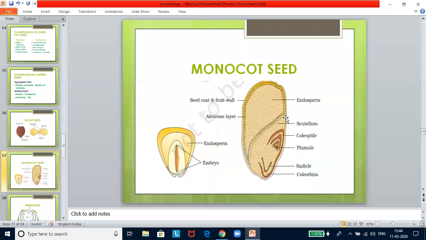It is covered by a sheathing structure called scutellum. Then it has got two parts. One is the plumule. Plumule is surrounded by a sheath called coleoptile, which will protect the plumule, and this develops into the shoot system. This is the radicle, which will develop into the root system, and this is covered by the coleorhiza. So coleoptile covers the plumule, coleorhiza covers the radicle.